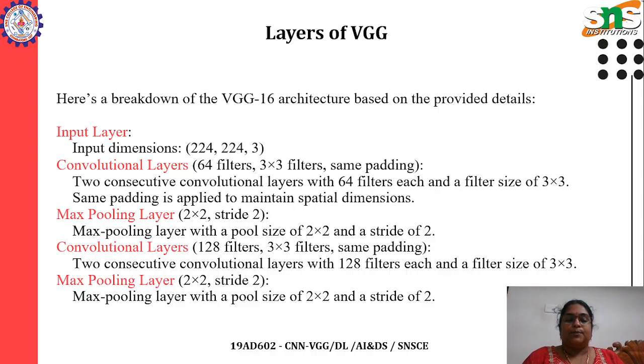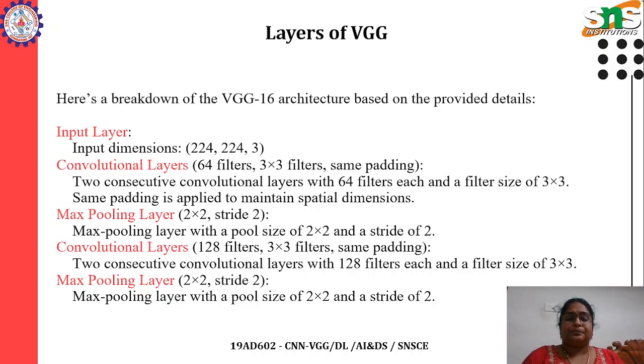The next layer is a max pooling layer, 2 x 2 with a stride of 2. So the max pooling layer has a pool size of 2 x 2 and strides of 2. Then the convolutional layer with 128 filters. The second block has 128 filters, 3 x 3. Two consecutive convolution layers with 128 filters.